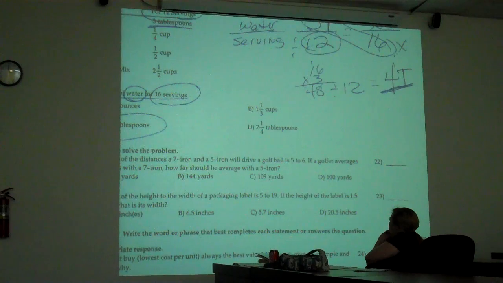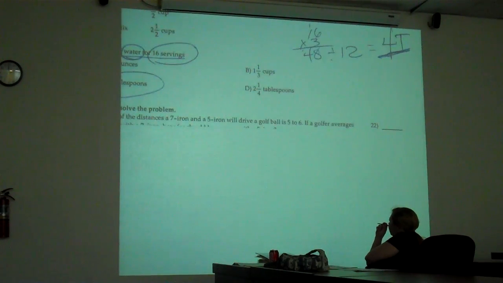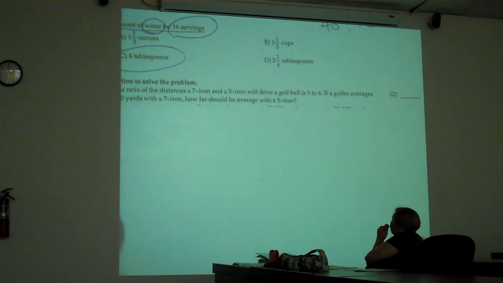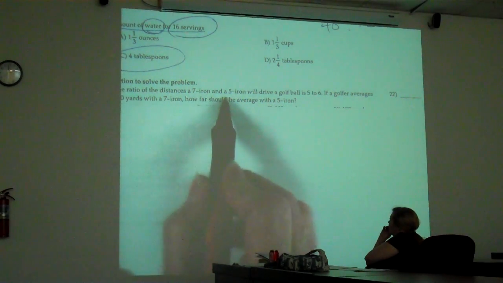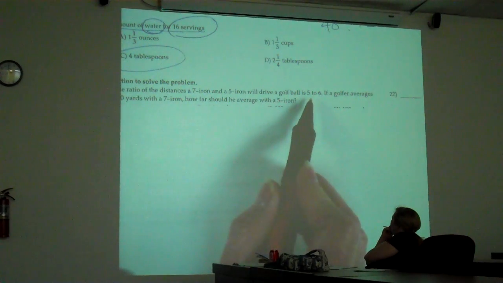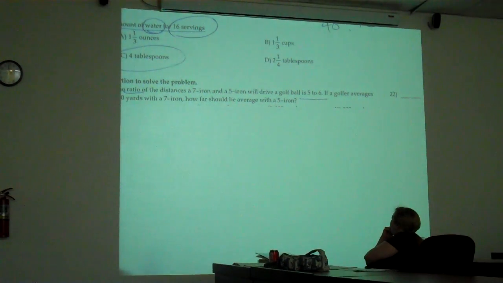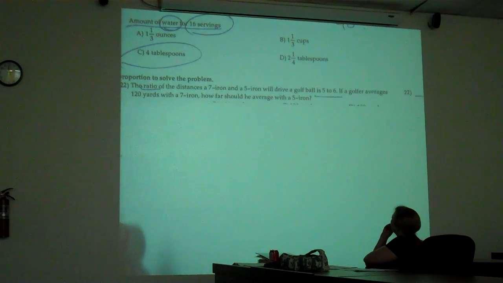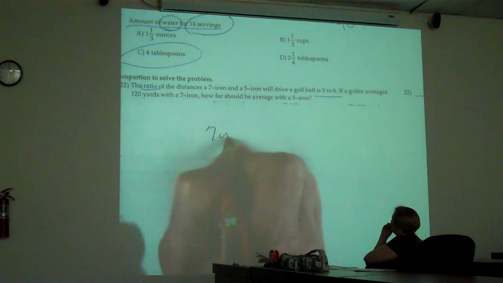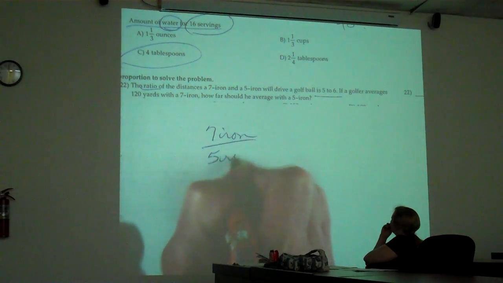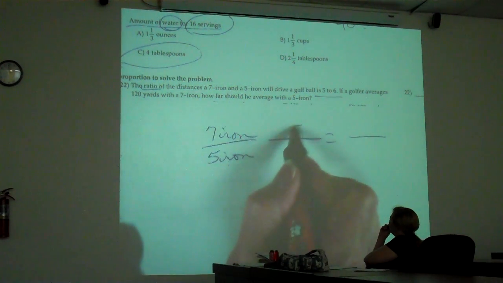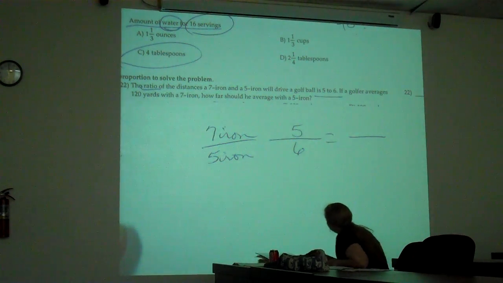Okay, number 22. The ratio of the distances a 7-iron and a 5-iron will drive a golf ball. The ratio is 5 to 6. This one's confusing. You really got to pay attention, okay? You've got a 7-iron and a 5-iron. The ratio of the distances of this and this is 5 to 6.